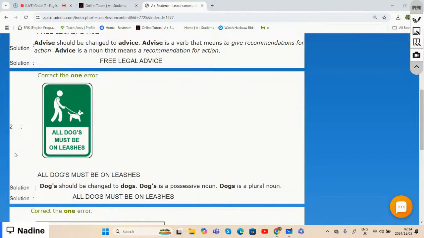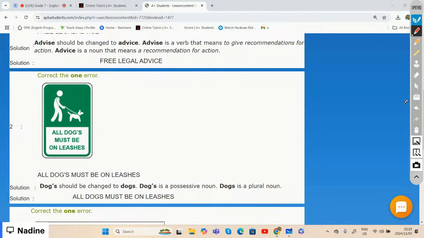And also, if you look at the usage errors, right? Most of the words are also words that sound the same, but the wording is different, right? But we look at that. It says all dogs must be on leashes. All dogs must be on leashes.